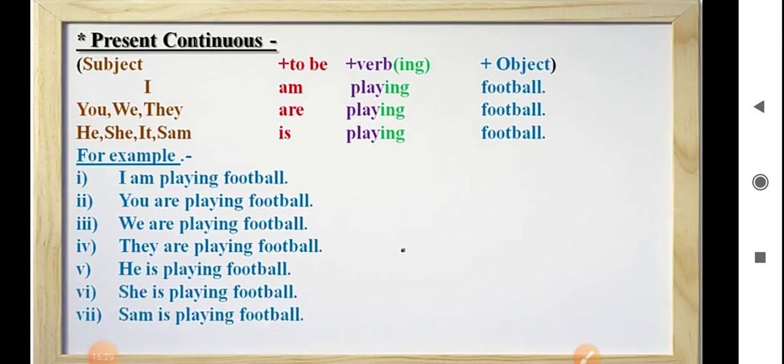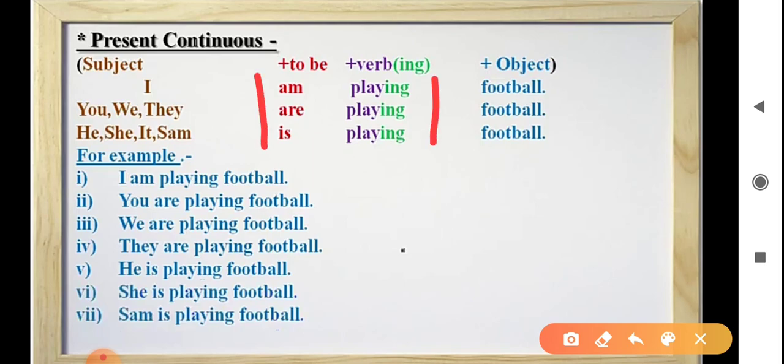In present continuous tense, work is in progress. Work is in progress in present time. And to show the continuity of the work, we use is, am, are plus main verb plus ing. For examples, I am playing football, you are playing football, we are playing football, they are playing football. He is playing football, she is playing football, Sam is playing football.